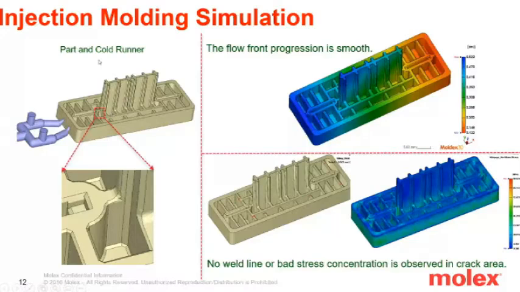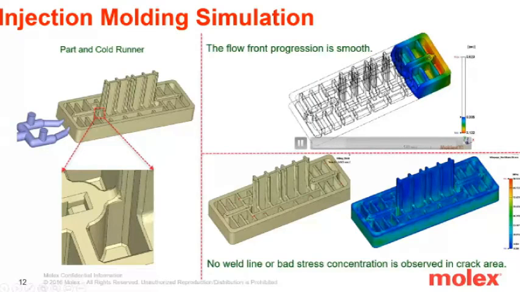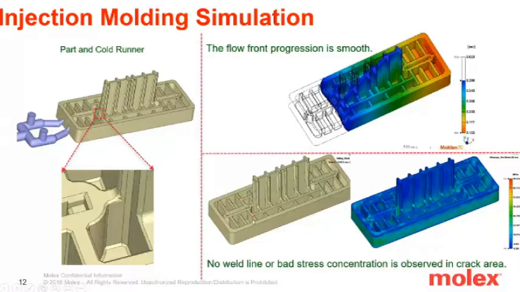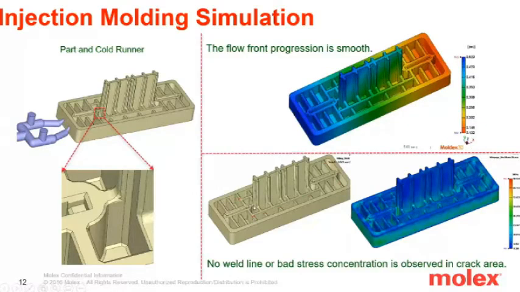So when I checked, this is the part I used. These are the features in the crack area, and actually this part is symmetric. There's the exact same feature at this end, and that one is good, but this one has cracks. So we checked the flow front progression. It looks good to me, and the weld line is not in the crack area. And in the warpage analysis, it has a residual stress also, but we didn't see strange stress in this area. It has some stress concentration, but it doesn't stand out from the other areas.